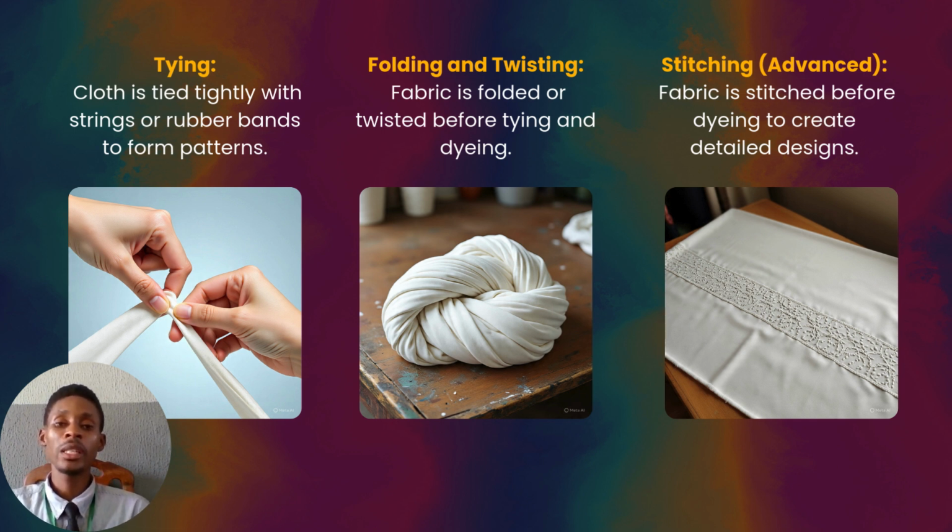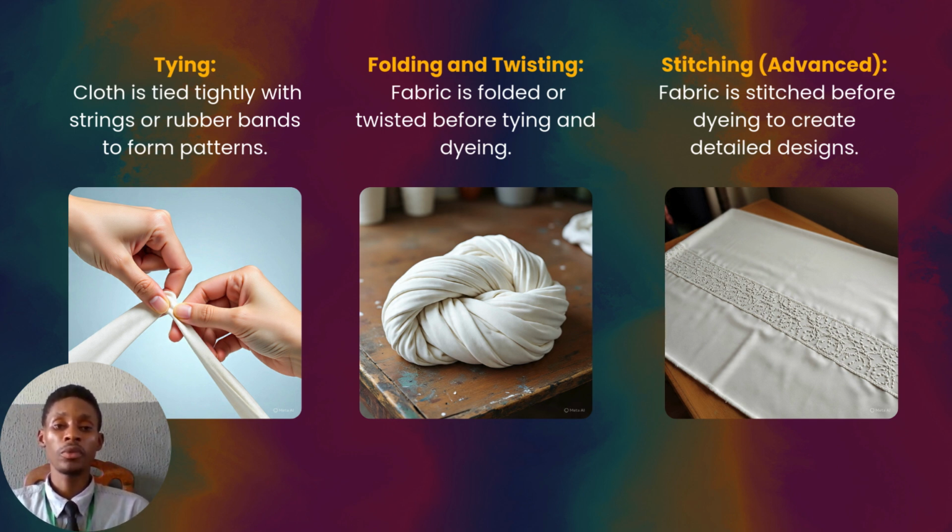Then folding and twisting. The fabric is folded or twisted before tying and dyeing your material. After tying it, you fold and twist it in the way you want it to bring out the pattern for you. Then stitching, that's an advanced method. Stitching.